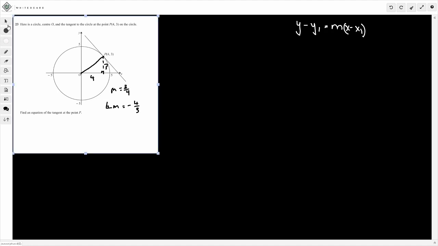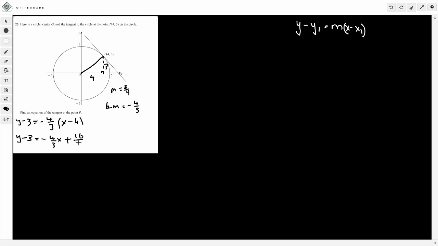So let's go back to black. Plugging this in, my y1 is going to be 3, that's my y coordinate, so it's going to be y minus 3. It's going to be equal to minus 4/3 lots of x minus 4, that's my x coordinate. If I simplify that, what's that going to give me? It's going to be y minus 3 still, equal to minus 4/3 x, minus 4/3 times minus 4, so that's going to be plus 16/3.